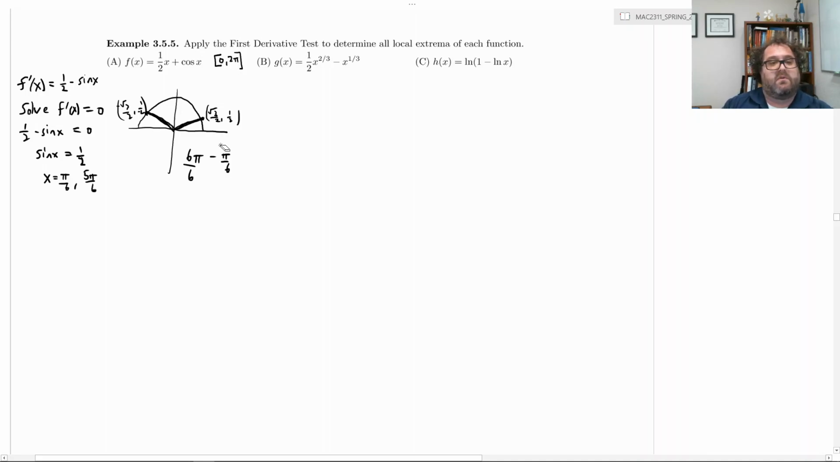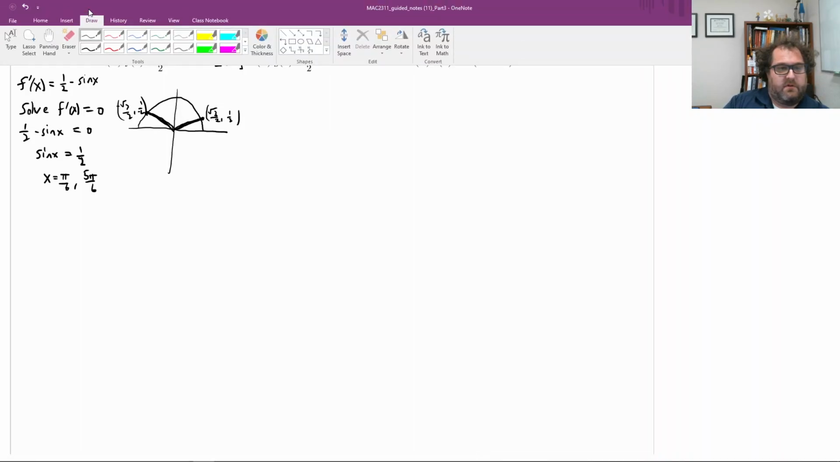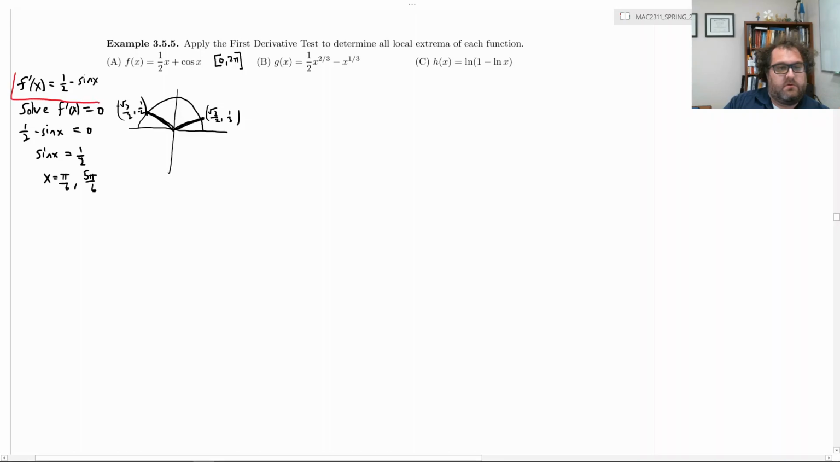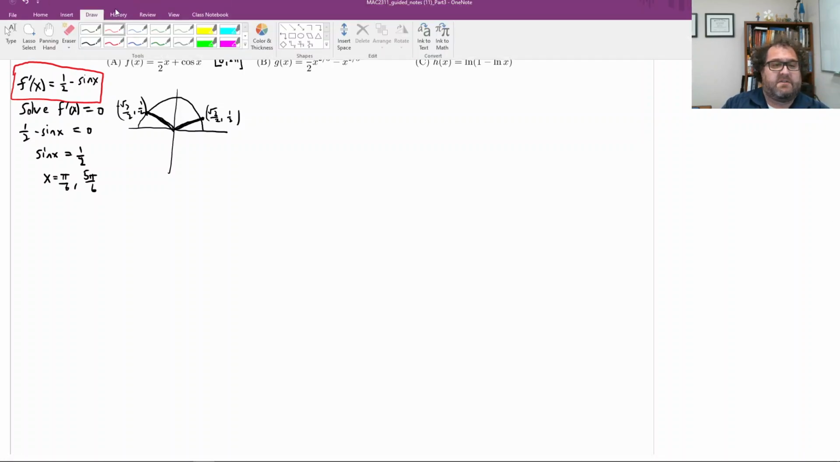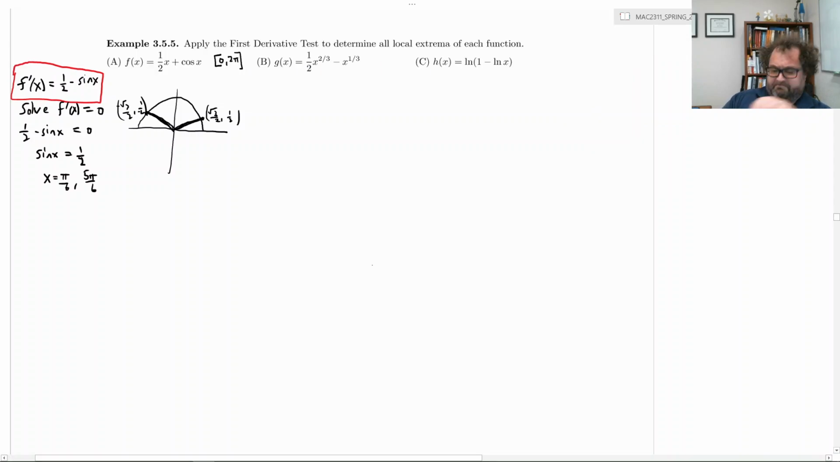Okay, so there's our two critical values. Now, are there any values where the function's not differentiable? Well, look at the derivative. Okay, here is our derivative. Let me box it off like we usually do. Our derivative is a constant function and a trig function. Both have domain all real numbers, so no, this is a nice, smooth, continuous curve. No cusps, no funny business with vertical tangent lines or anything. So we only have two critical values, and they are pi over 6 and 5 pi over 6.